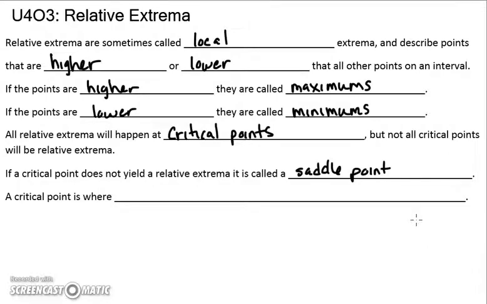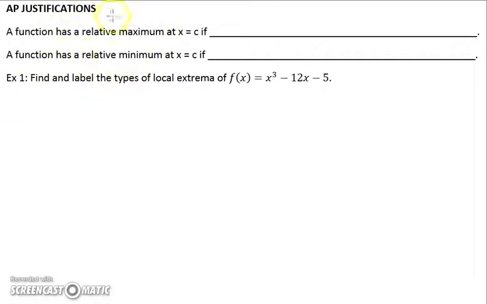So all of these things are going to be based on critical points, so we need to know where critical points are, and that's when f prime of x equals 0 or f prime of x does not exist. So if our derivative is 0 or undefined, we can have a maximum, a minimum, or a saddle point. All three of those things are critical points. If we think about this first example, there's a little bit more we've got to talk about first: AP justifications, and then we'll look at this example.